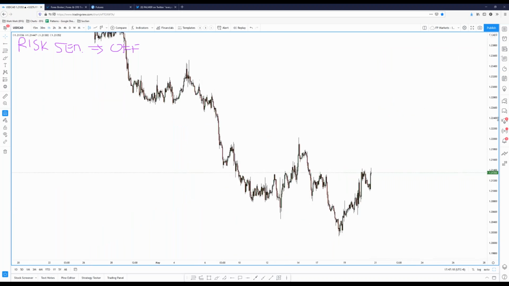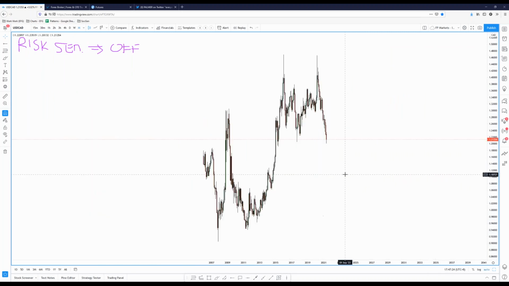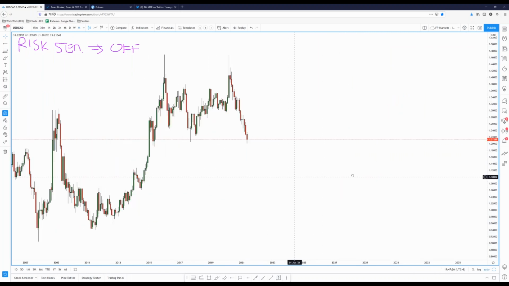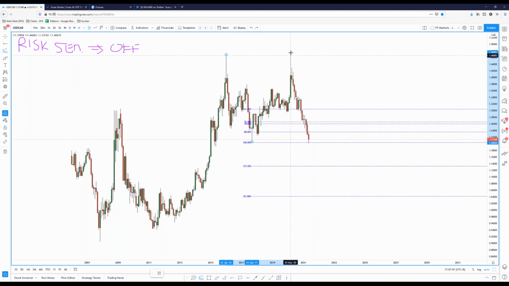Dollar CAD is now making a very nice base. Looking at the monthly, there's a reason why it is basing over here right now. If you were to look at extensions, using this as 0.1, 0.2, 0.3, and doing the Fibonacci extension, we are at a very key extension level.